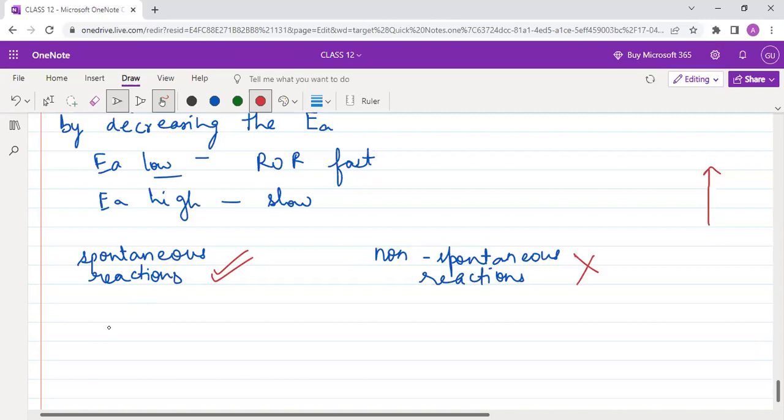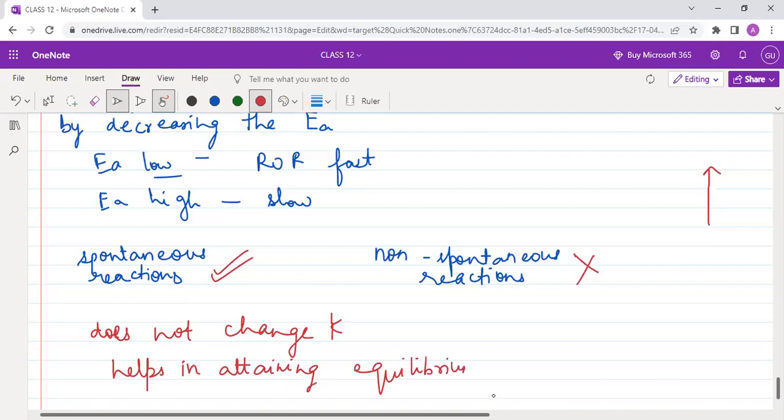You have heard about the equilibrium constant. A catalyst does not change the equilibrium constant. The value remains the same. It just helps to attain equilibrium faster. The reaction reaches the equilibrium point faster. So this is the rule: it helps in attaining equilibrium faster.